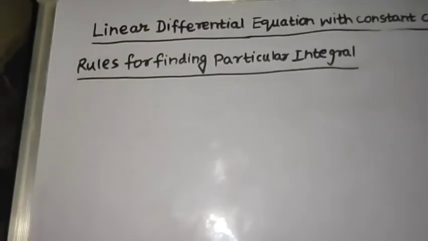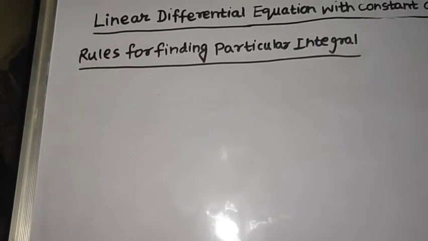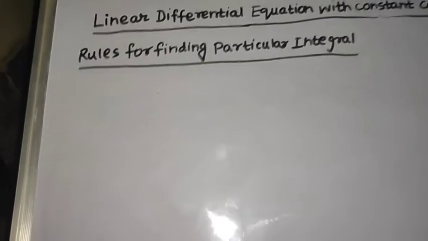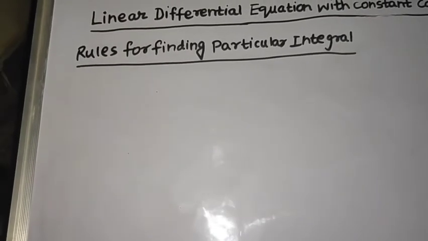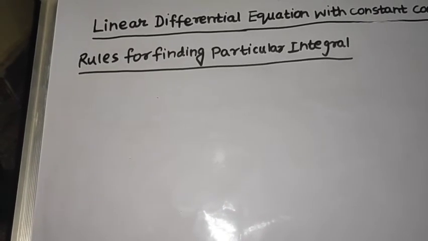Now we have some rules for finding the particular integral. Till now we have only solved those differential equations which have RHS as 0, so there we didn't need to find the particular integral because that RHS was 0.